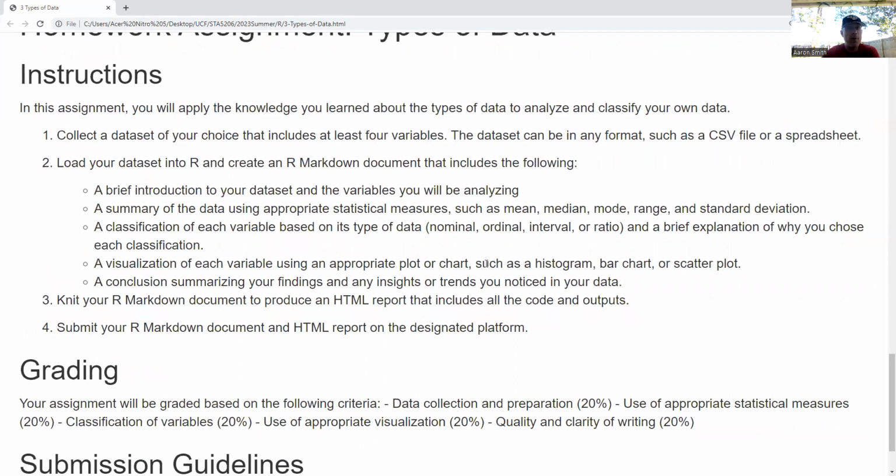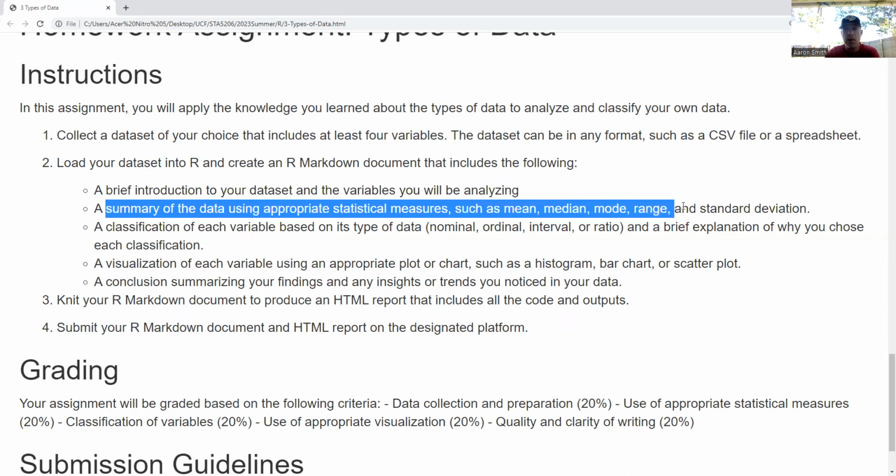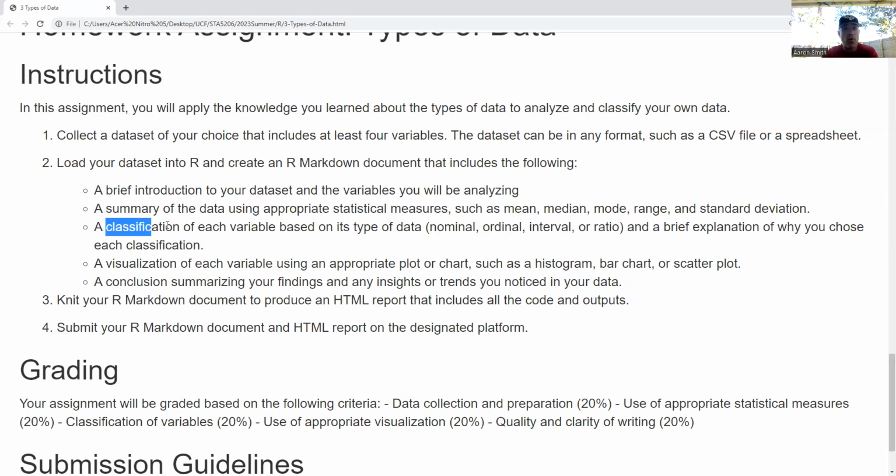All right, so for your homework assignments, I want you to go take the data set that you've already selected for your assignments, and I want you to go through and just classify each of the columns with these 4 classifications. So give me a brief introduction to your data set and the variables that you're working with. Give me summary statistics, such as mean, median, mode, range, and standard deviation as appropriate. Here's the one that's most important for the assignment: classification of each variable based on its type, nominal, ordinal, interval, or ratio. And give me a brief explanation as to why you chose these.